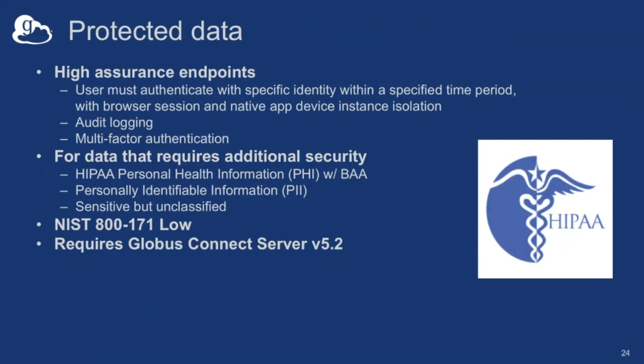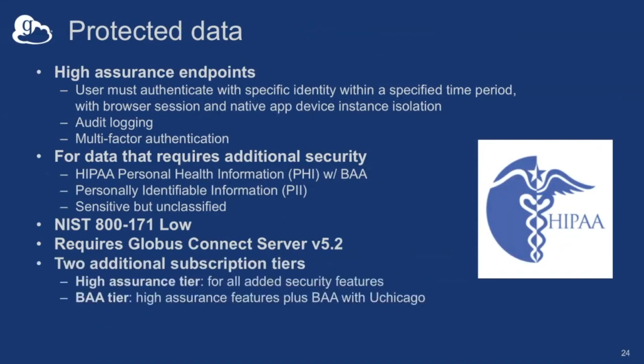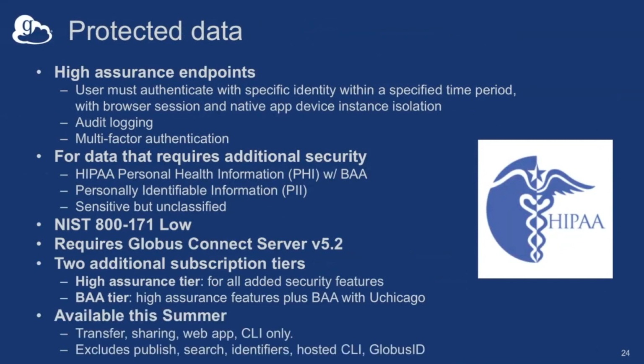It will require GCS 5.2 and beyond. And the way we're going to roll this out is in two additional subscription tiers. We'll have a high assurance tier if you do not need a BAA with us for HIPAA data. That'll be at one level. If you want high assurance plus the BAA, the legal contract with liabilities and all that with us, that's another tier. So if you're interested in that, please do reach out to us.